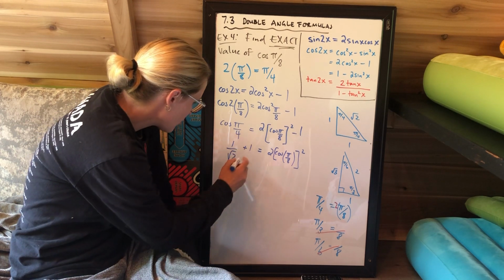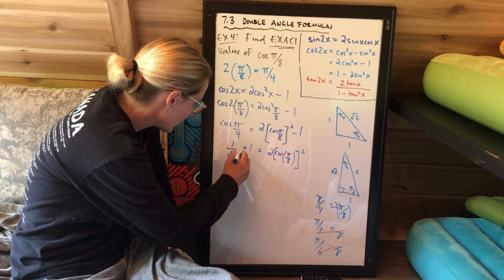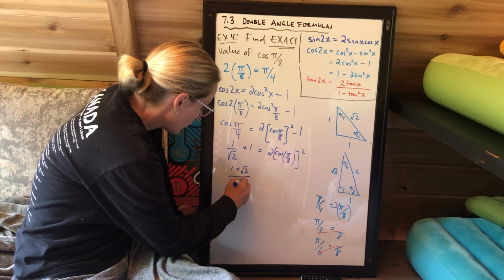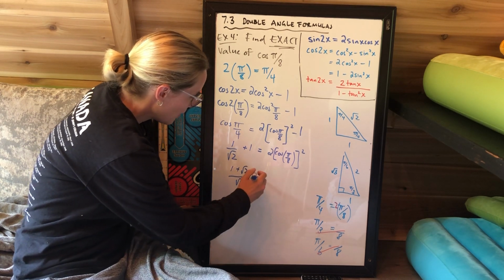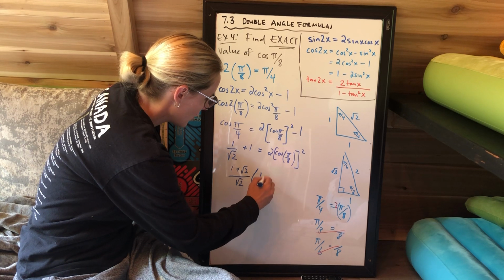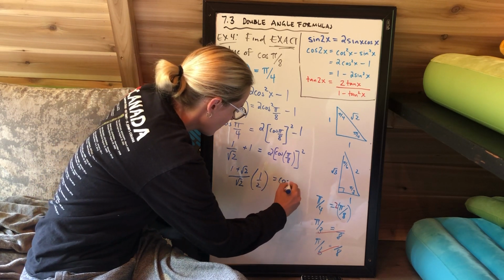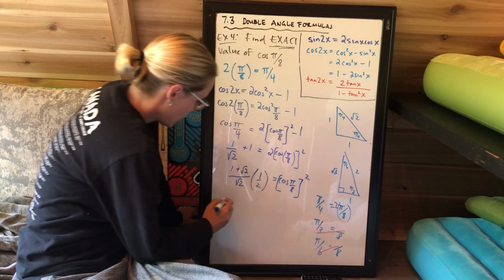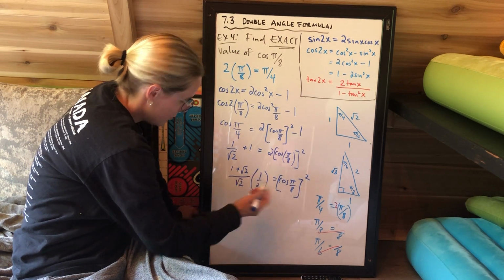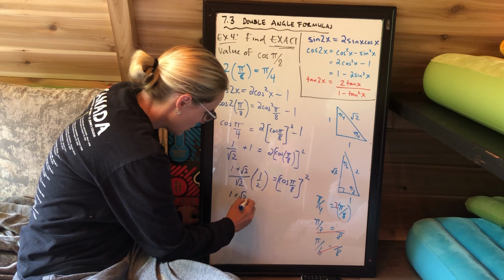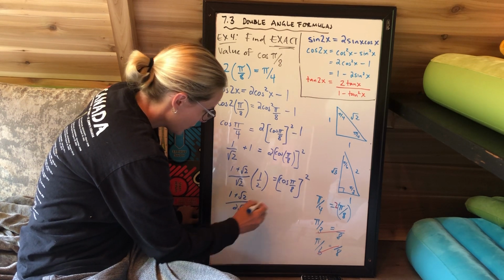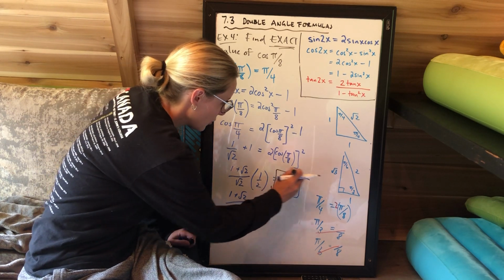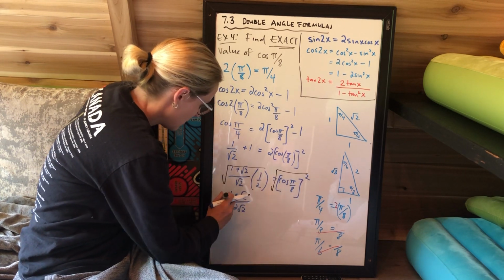Well, before I divide by 2, I might as well make a common denominator over here. So I have 1 plus root 2 over root 2. If I divide by 2, it's the same thing as multiplying by 1/2. Okay, so now distribute the 1 in, it stays the same here, over 2 root 2. And then how do I get rid of a squared? What do I do to both sides? Square root both sides.